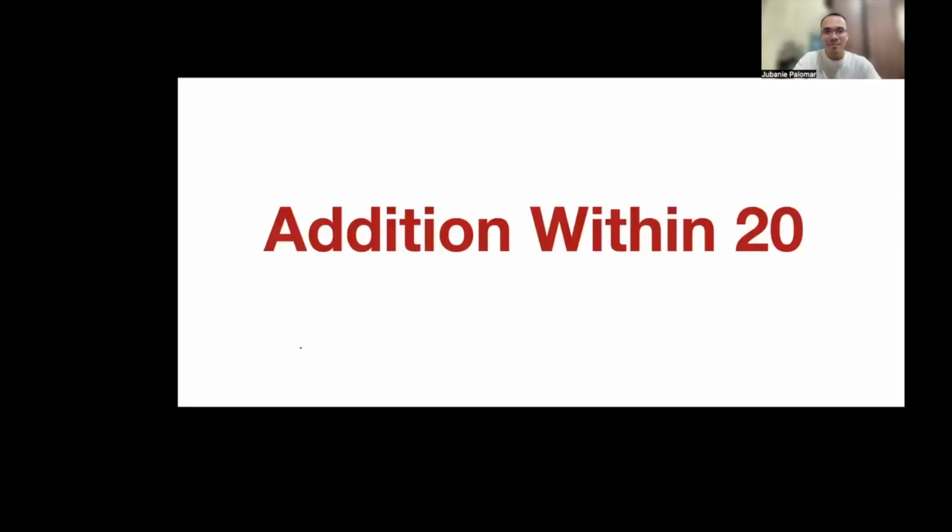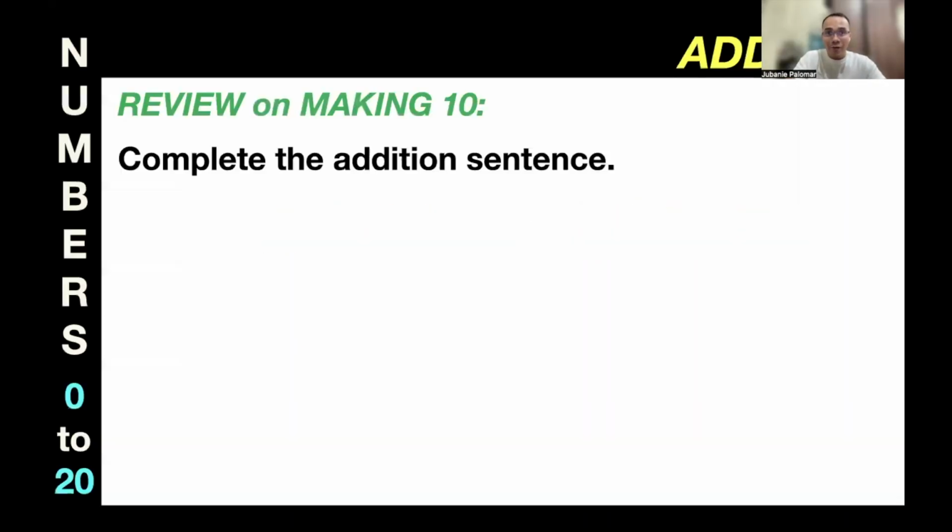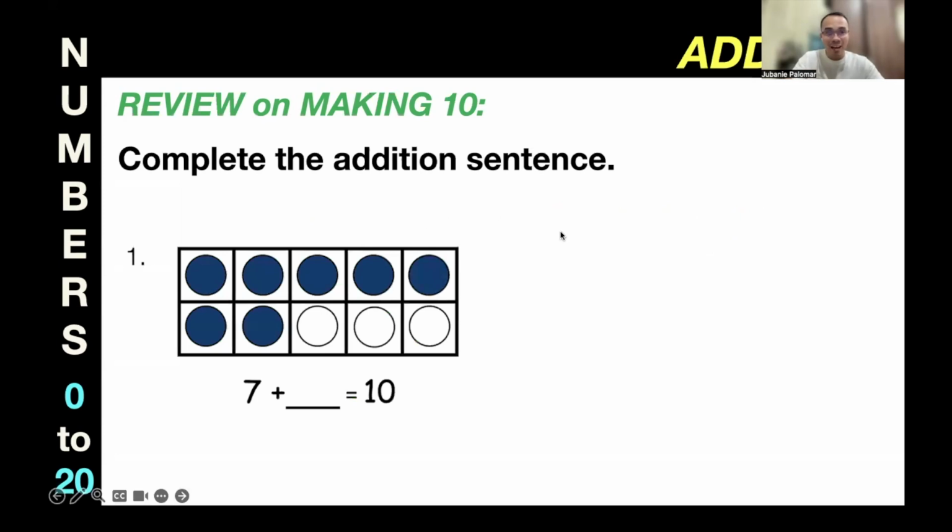Are you ready? Let's have number one on our review portion. I have here a 10 frame. Notice that the 10 frame is not yet full. Okay? It means it's not yet 10. Remember, if a 10 frame is full of counters, it means there are 10 counters.